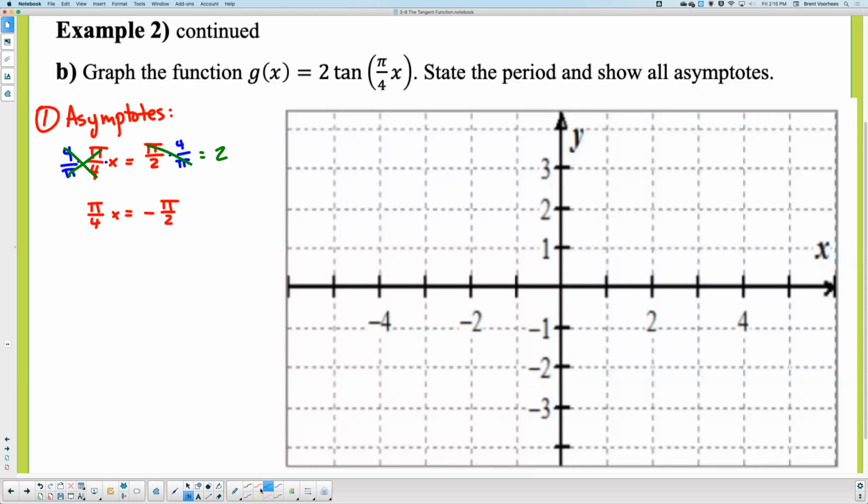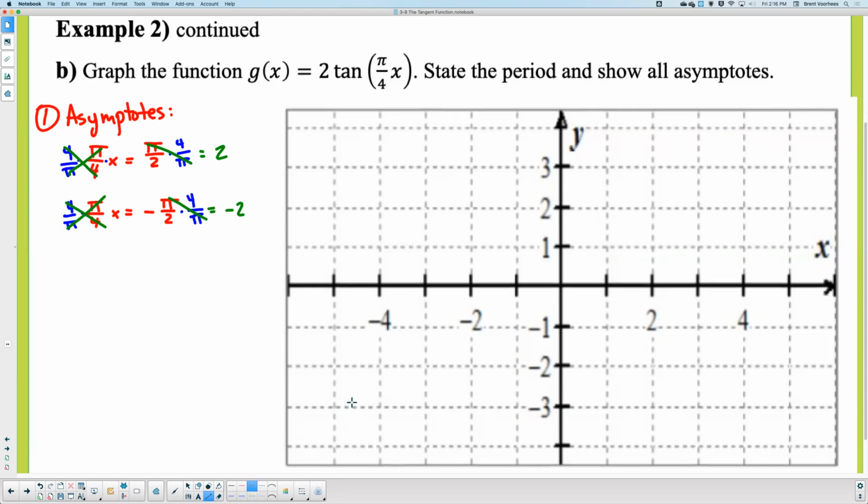And before I move on, I'm going to do the same math down below it. I'm going to multiply by 4, divide by pi. Multiply by 4, divide by pi. 4 divided by 4 is 1. Pi divided by pi is 1. So it's 1x equals negative 2. All right, so now let's go add these in.